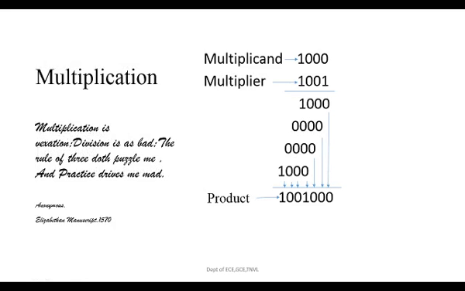So this is about multiplication. Multiplication is vexation, whereas division is as bad. The rule of 3 doth puzzle me, and practice drives me mad. This is from an Elizabethan manuscript, 1570, and this is an anonymous quote.